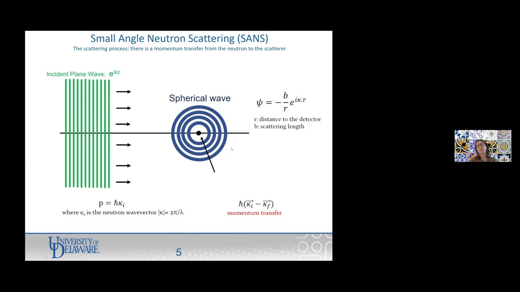If you want to have a more intuitive or visual idea, have a look in Frank's presentation, I believe. Otherwise, drop me a message and I can send you that. He has this image of a beach where you see the incoming waves that you can think of as your plane waves.